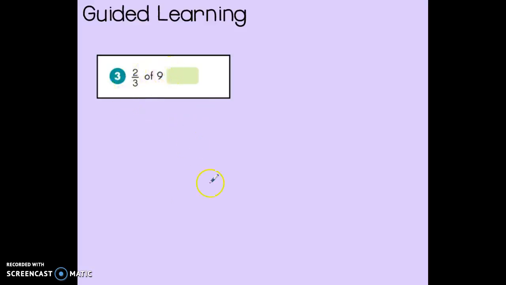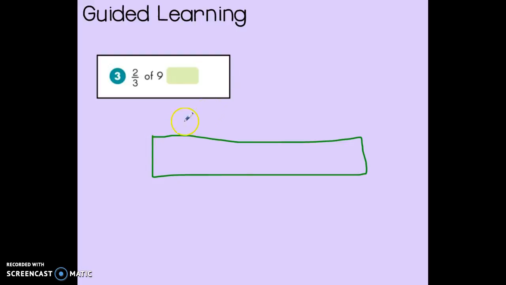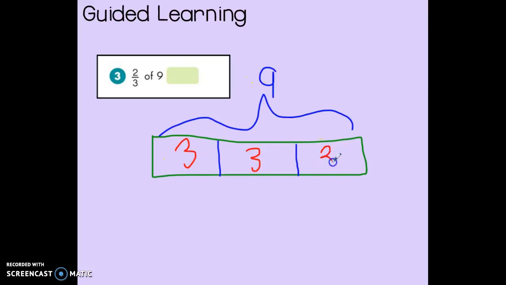Let's try this one, 2/3 of 9. So I'm going to make my block. I know that all together I have 9. 2/3. So I know that I need to divide this number 9 into 3 groups. So there's my 3 groups. 9 divided by 3 is 3. So that means each of these groups have 3 in them. 3 groups of 3 is the same as 9. Now I need to take 2 of those groups. So I have 3 plus 3, so 2/3 of 9 is 6.